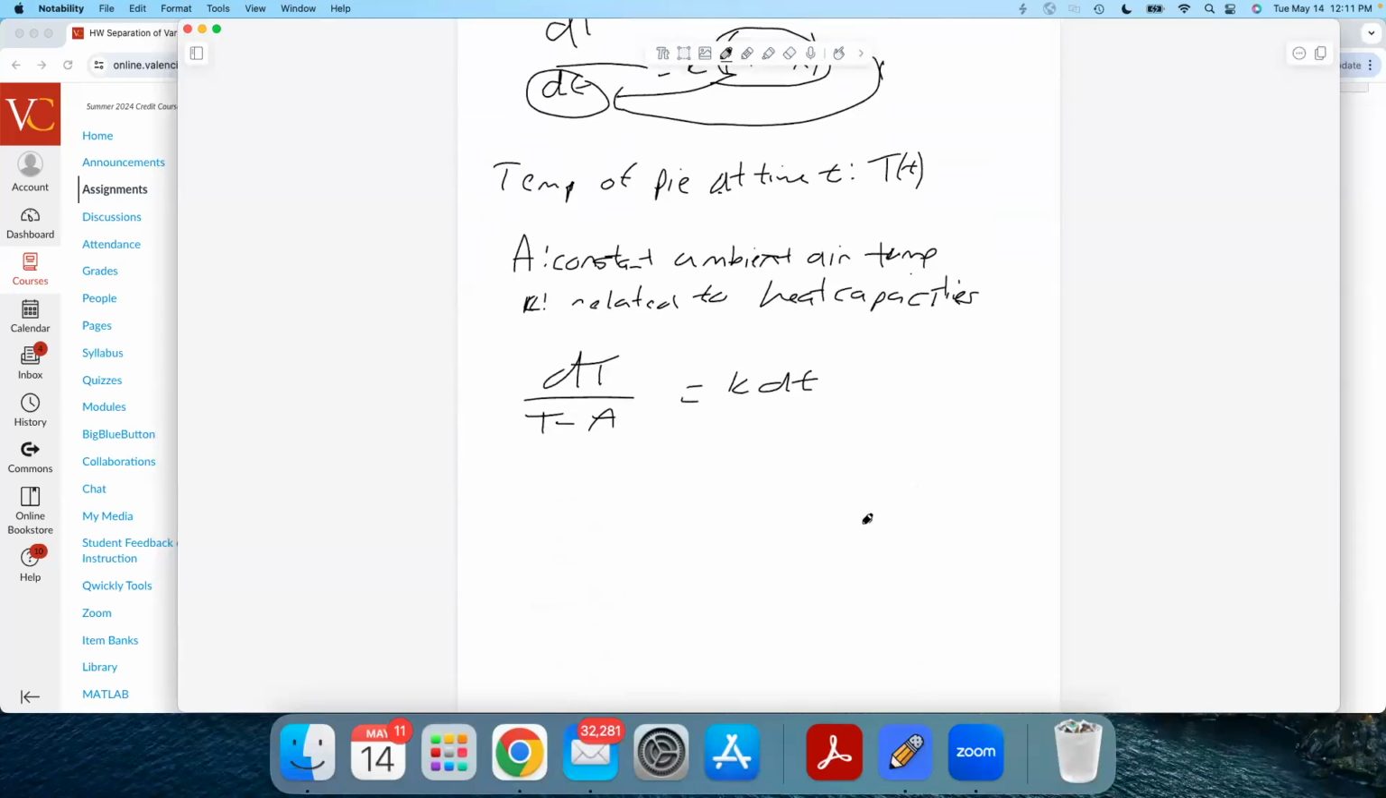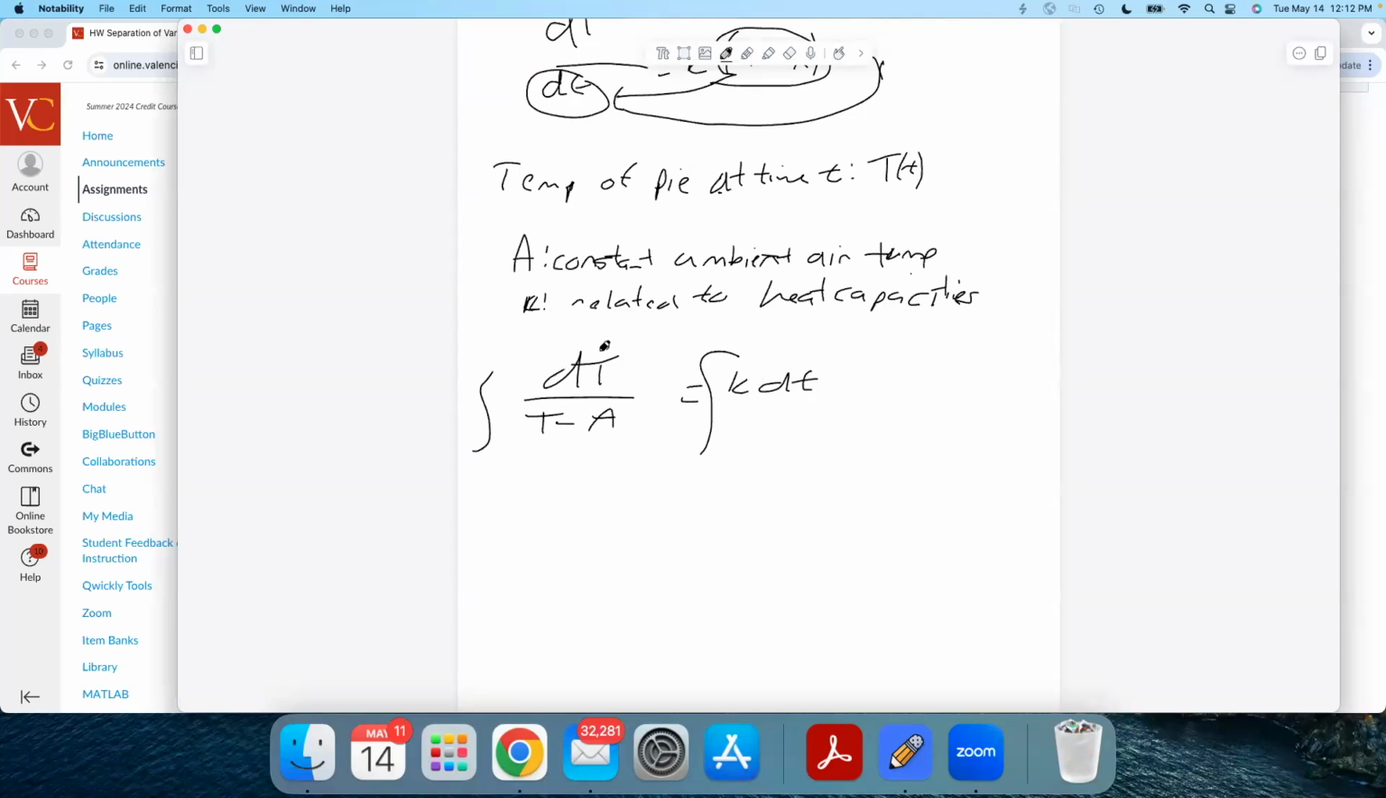This is a separable DE. All my capital T's are on the left, all the lowercase t's, there's only one on the right. And then we integrate both sides. Technically what I'm doing here is integrating both sides with respect to little t, but because of the chain rule, like I go through all that in one of the videos, all that cancels out. We're integrating this side with respect to capital T, this side with respect to little t.